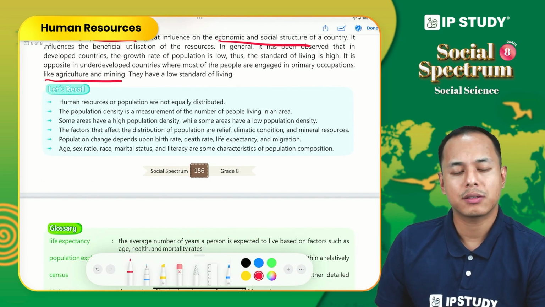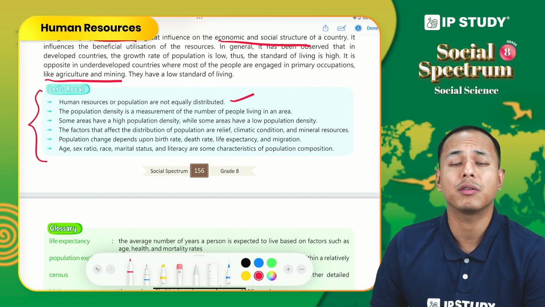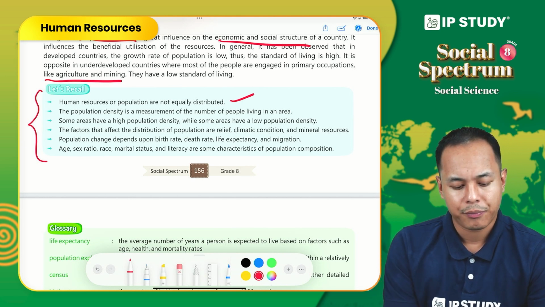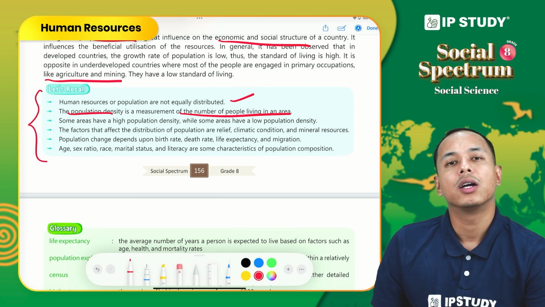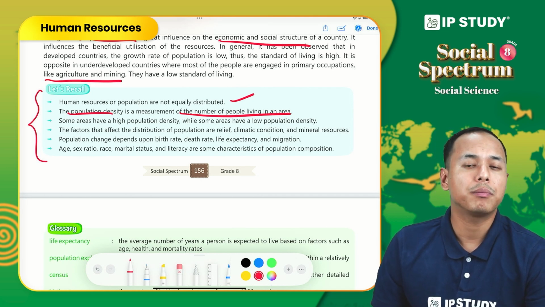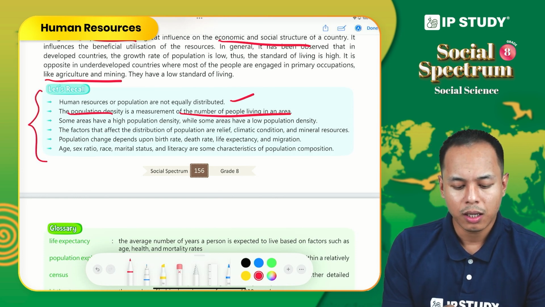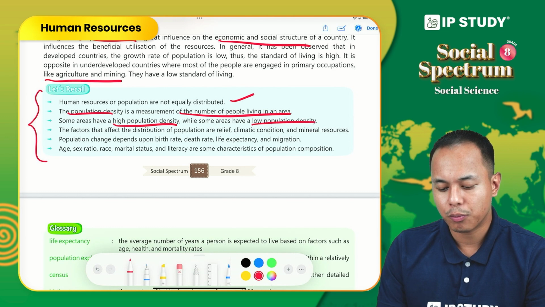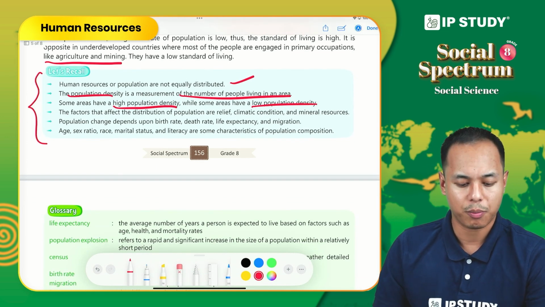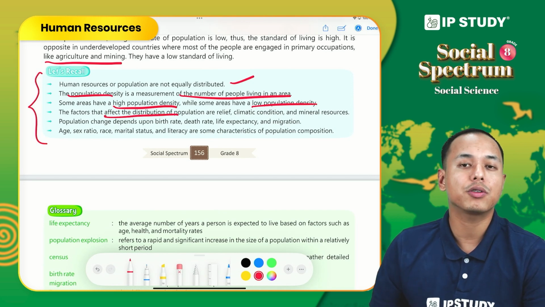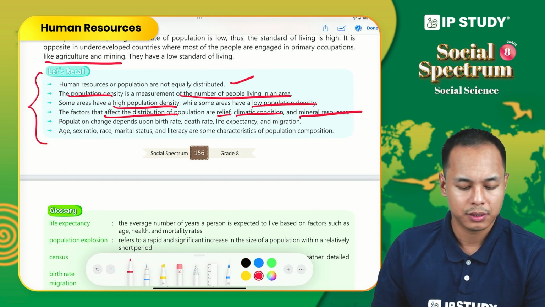So now let us summarize the important points we have discussed in the lecture. Firstly, human resources or population is not uniformly distributed, right? The population density is the measurement of the number of people living in an area. Some areas have high population density, some have very low population density, because of various factors that influence the distribution of population. The factors that affect distribution of population are relief or topography, climate, mineral resources and others.